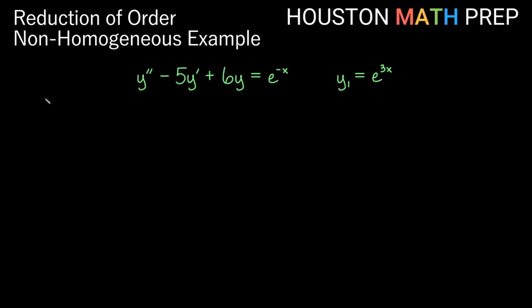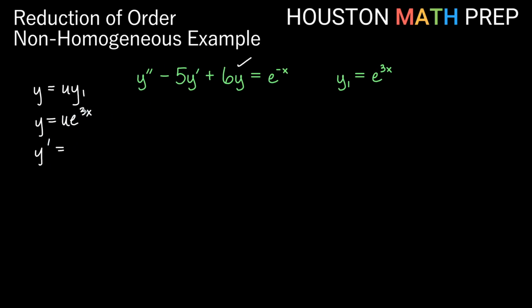So remember, with reduction of order, the idea is that our general solution for this equation will equal some u, some function of x, times the y1 that we already know. So in this case, if my y1 is e to the 3x, then y is going to equal u e to the 3x. So we'll have a substitution for the 6y term here. We'll need y prime and y double prime to fill in over here.